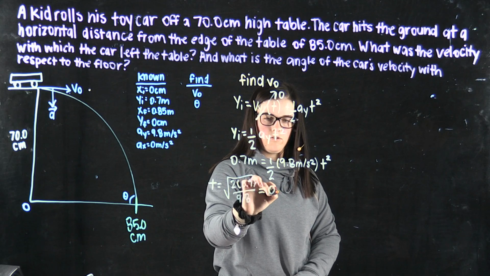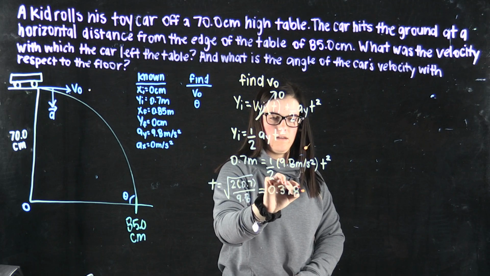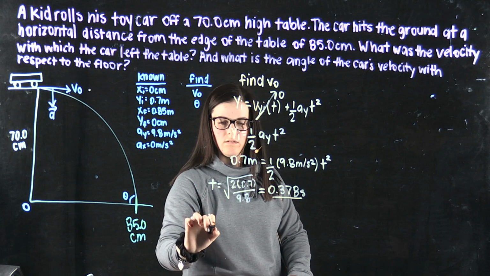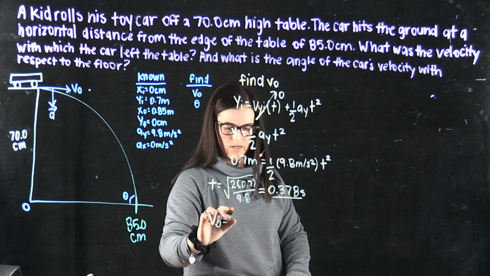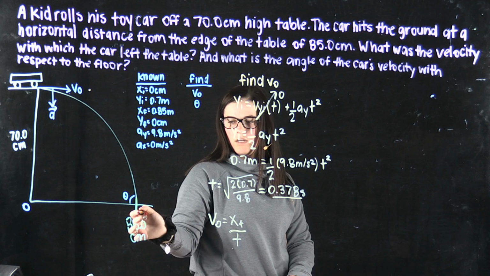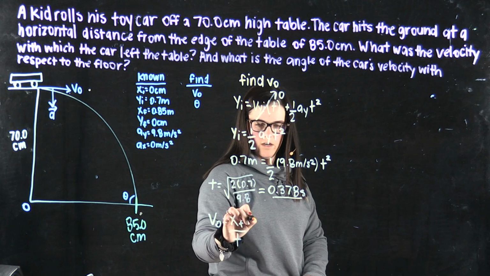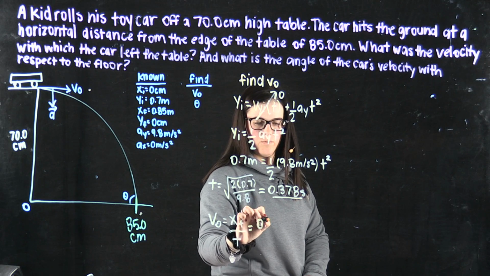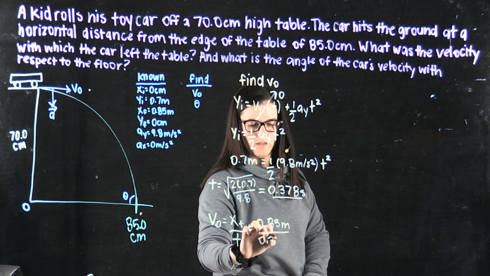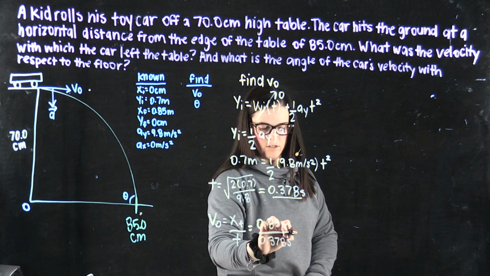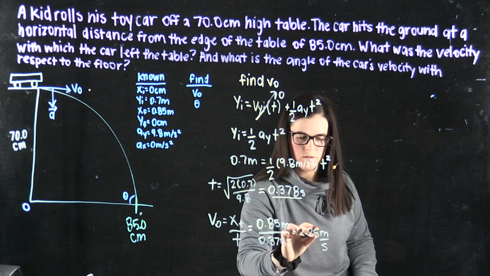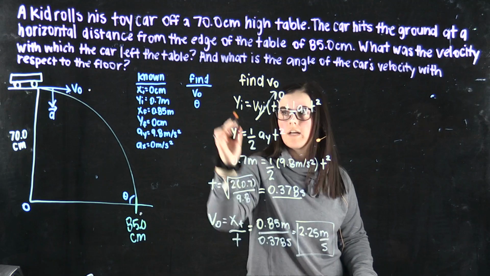And that gives us 0.378 seconds. Now plugging the time into the velocity that we want, we get the x final over t, because we want it here. We're going to have 0.85 meters over the time that we got, 0.378 seconds, which gives us 2.25 meters per second. So that's V naught.